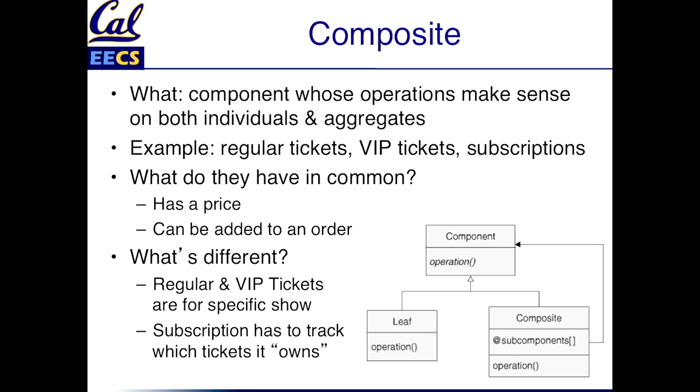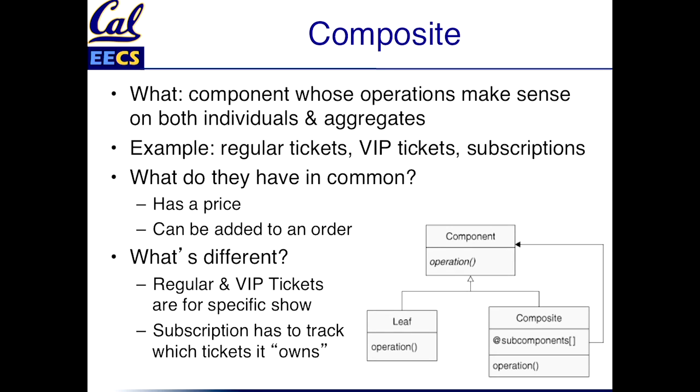as an individual thing or as an aggregate of those things. And there are some operations that make sense whether you're talking about an individual member of the collection or the entire collection. So for example, I can say that if I have different kinds of tickets in my system, I can have regular, VIP tickets and subscriptions.